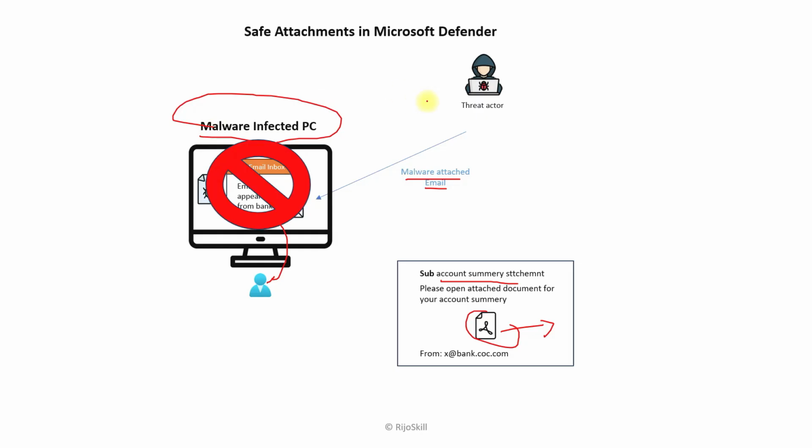So how does Safe Attachment work? Safe Attachment will scan this attachment. Once it scans, it will decide whether the file is malware infected. If it is, whatever configuration you have done in Safe Attachment, either block or quarantine, that policy will work. Then it will block that attachment. So now you get the basic idea of Safe Attachment.